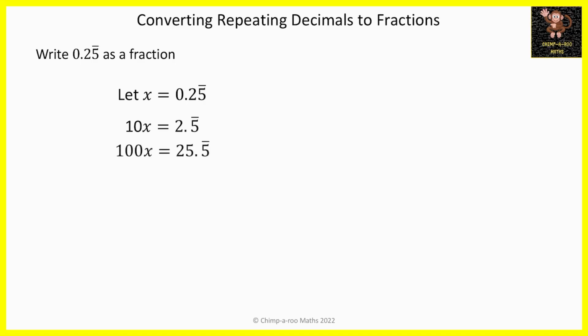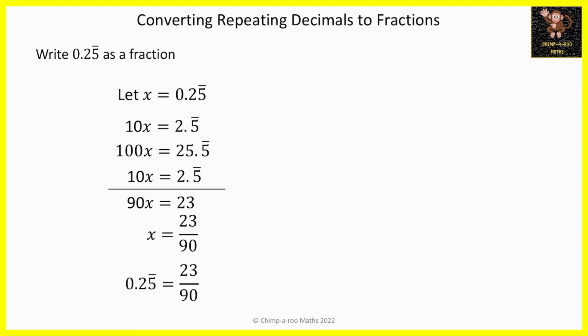So if we write down what 100x is, we have 25.5 recurring. Now, after the decimal point, we have the same number recurring all the time, so these will be able to cancel out when we subtract. So 100x is 25.5 recurring, 10x is 2.5 recurring. Subtracting 10x away from 100x gives you 90x. That will equal 23. So in this case, x will equal 23 over 90. So that means that 0.25 recurring is 23/90.